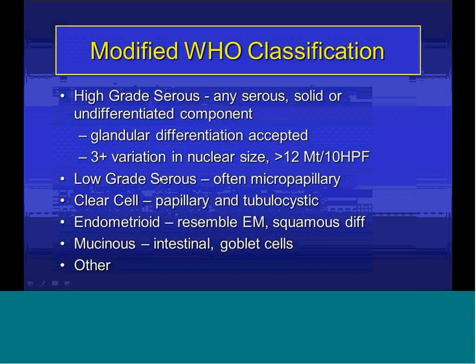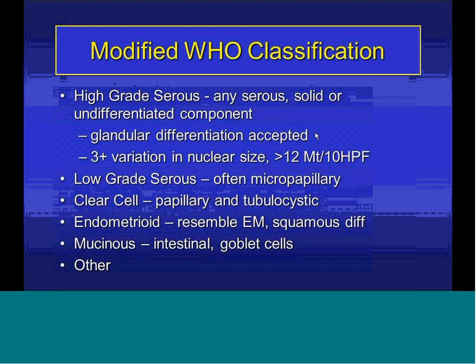Again, there is the high-grade and the low-grade serous, and we've talked about that. A high-grade serous carcinoma is any tumor that demonstrates any kind of serous differentiation, whether it's solid or glandular or undifferentiated. As long as some of it is serous, they should really be considered high-grade serous carcinomas. Importantly, glandular differentiation is accepted. It does not have to be a papillary architecture.